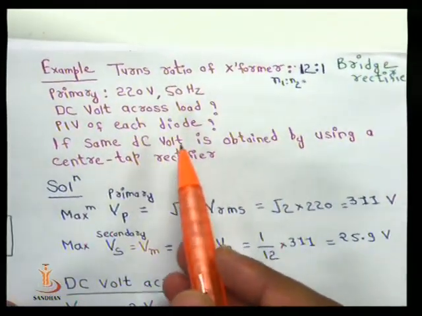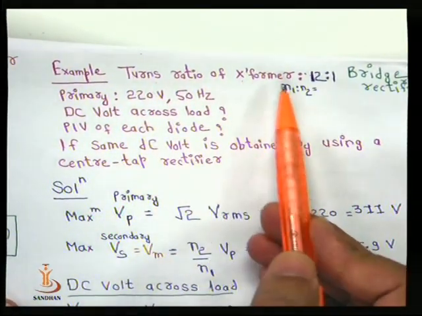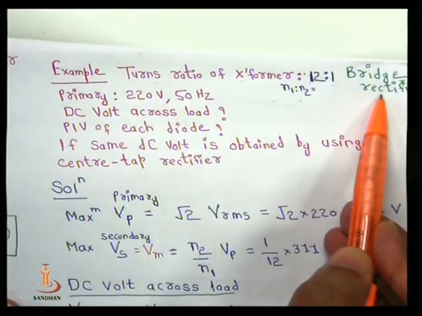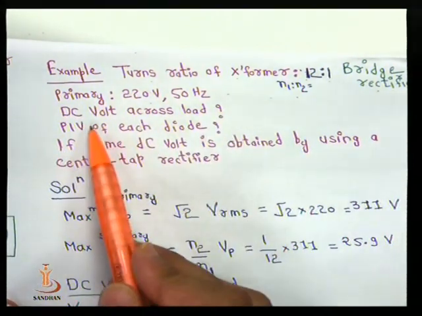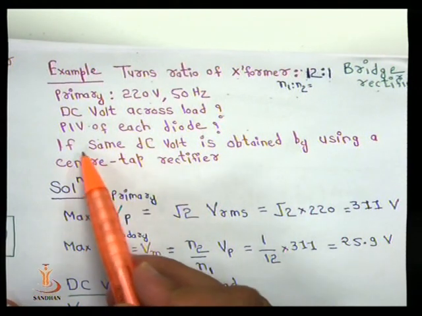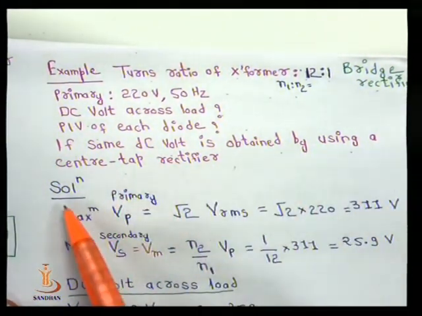See, the turns ratio of a transformer, that is N1:N2, is 12:1. This one is for the bridge rectifier. Primary voltage is 220 V, 50 Hertz. The DC voltage across the load is our question. The PIV of each diode is our question. If the same DC voltage is obtained by using a center tap rectifier, solution.